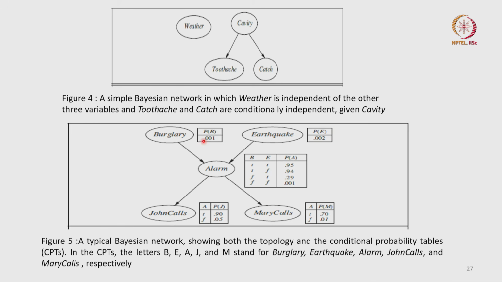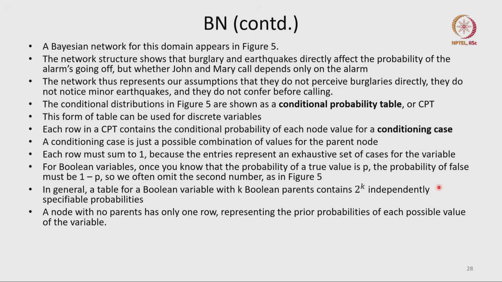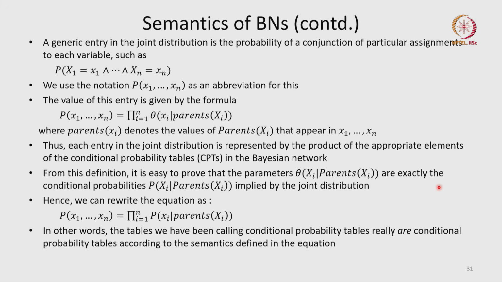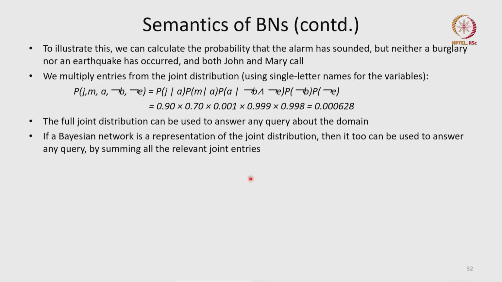So, we have the probability of not B, which is 1 minus this, the probability of not E, which is 1 minus this, the probability of John calls given alarm, which is 0.9, the probability of Mary calls given alarm, which is 0.7, and here the probability of alarm given both are false, that is 0.001. So, you can use all these values, put all these values here and you can get the probability of this.